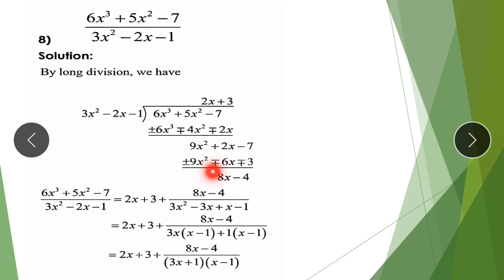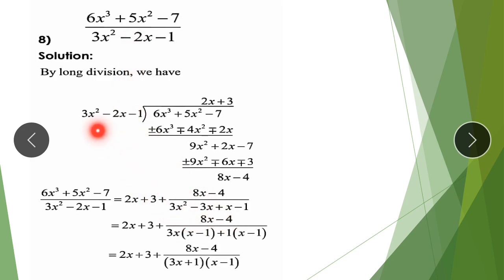Okay, now we can change the sign. 6 plus 2 will be 8x, and 7 minus 7 plus 3 will be minus 4. Now you can see here that the degree is 1, whereas the degree of the divisor is 2. It means this is converted into a proper fraction. Now we can write this in mixed fraction form. This is equal to 2x plus 3, and 8x minus 4 will go up, and the divisor will be written in the denominator. You can see here that 3x square minus 2x minus 1, this one.